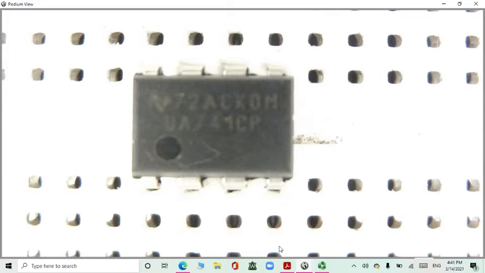Pin number 2, inverting input. 3, non-inverting input. 4, negative supply. 6 is your output. 7 is the positive supply. 8 is not connected.